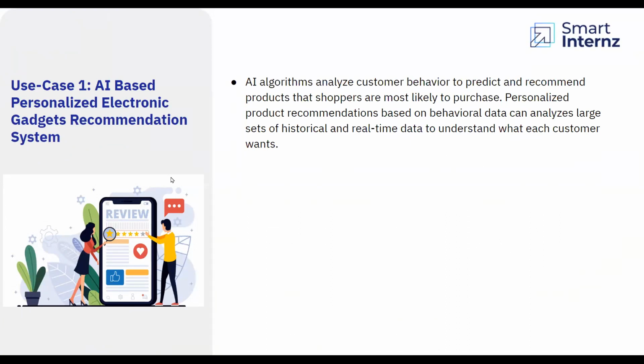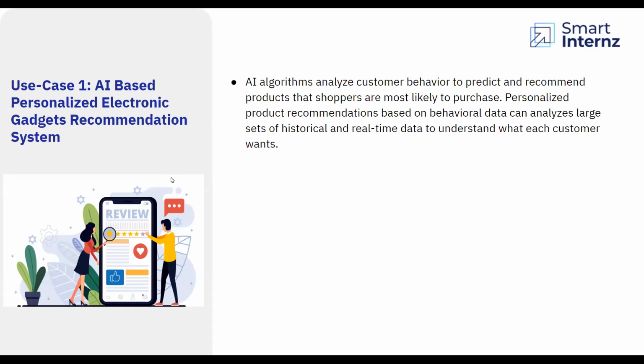AI algorithms analyze customer behavior to predict the recommended product that shoppers are most likely to purchase. Personalized product recommendation based on behavioral data can analyze large sets of historical and real-time data to understand what each customer wants. So AI analyzes the data we have and it predicts, okay, this particular customer is gonna buy this. So based on that we can recommend to the customer.